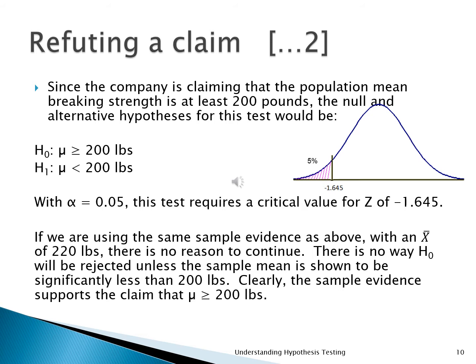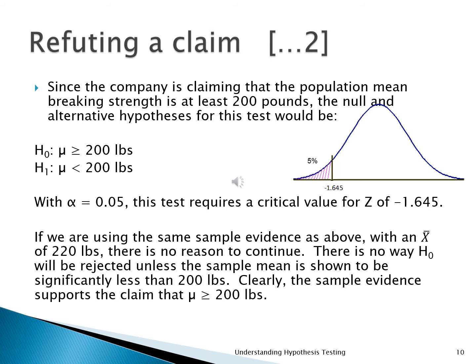Now, they know the company claimed that their chains, the cables, have a breaking strength of 200 pounds. So that's H0. Mu is greater than 200 pounds. That's the claim. Notice it's in the H0. And now they're going to take sample evidence. They're going to test at the .05 level. Notice the critical value for Z is minus 1.645.